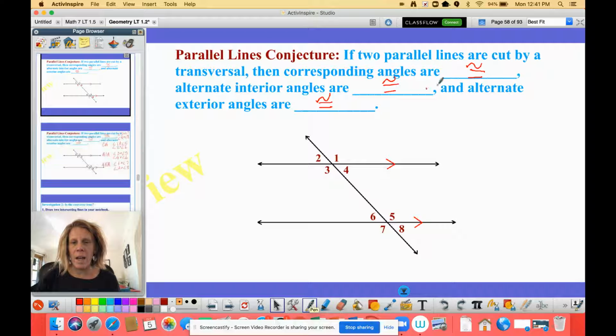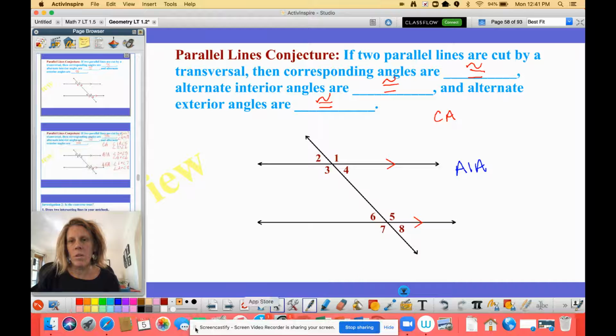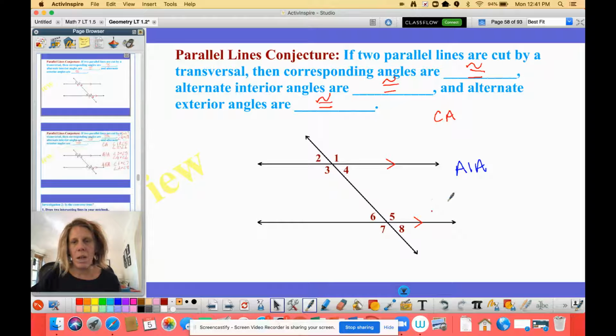And we're going to add here, just for some practice, I want you to write in what the corresponding angles are, what the alternate interior angles are, and what the alternate exterior angles are. Pause the video, write those in, and then unpause to check your answers.